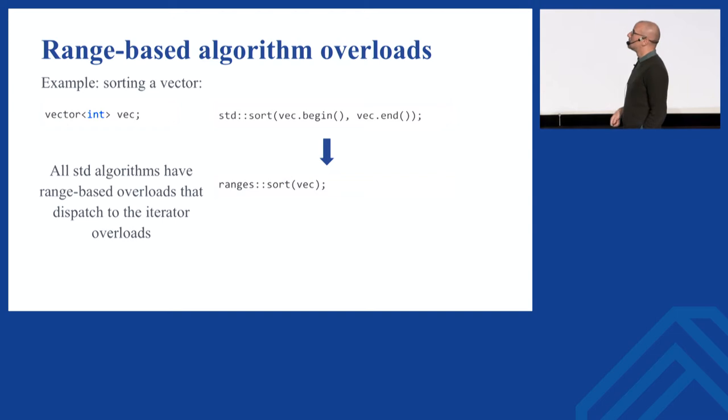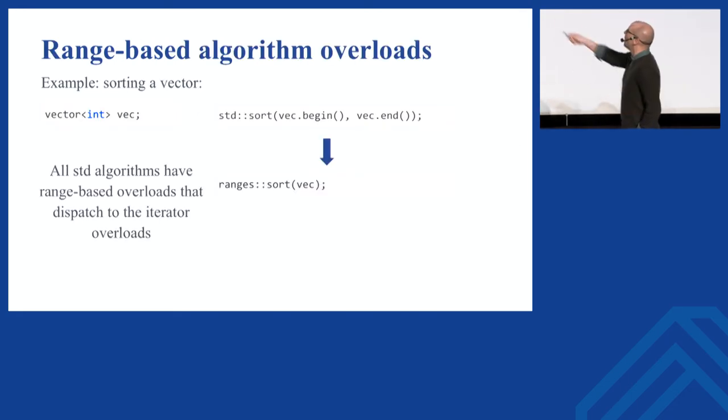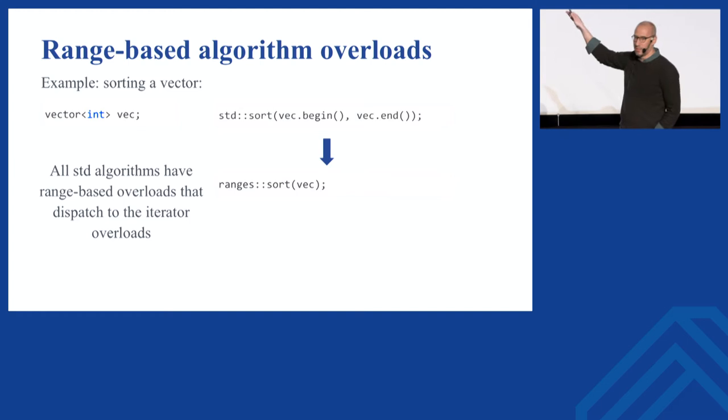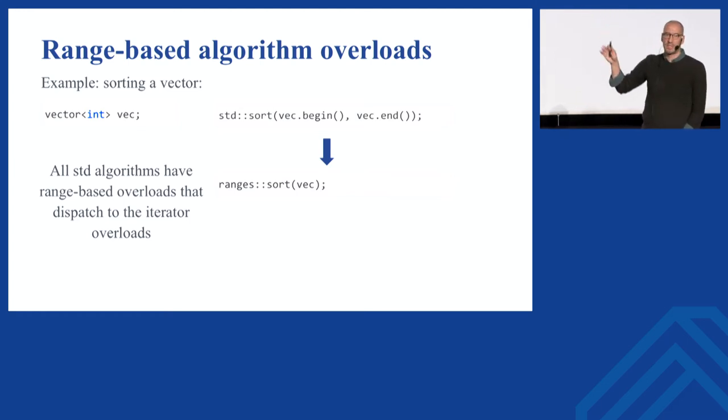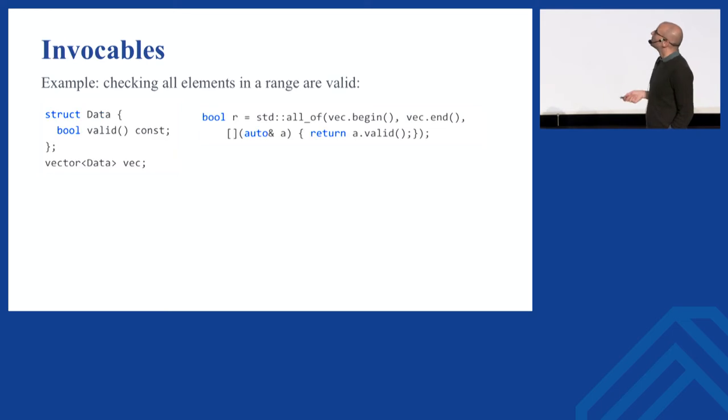It's not rocket science. All standard algorithms have range-based overloads that dispatch to the iterator overloads. Okay? And when I say ranges::, whoops, oh, I made that change on the other slides. Okay, never mind. I'll just tell you in words. Ranges colon colon here in the Range V3 library, you'd write it just like that, ranges::sort. In the ranges technical specification, the ranges namespace is understood to be std::experimental::ranges, because it's still kind of experimental.